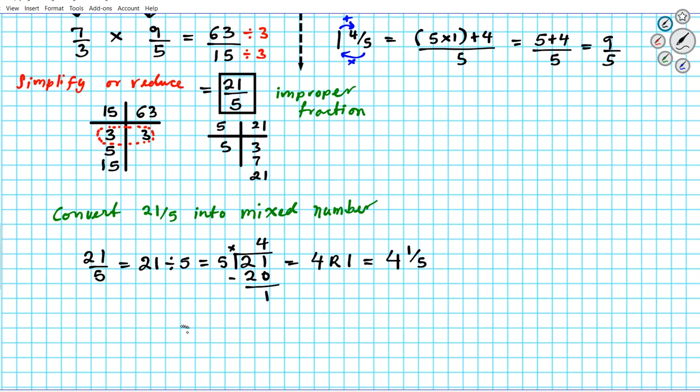Let's write down our final answer. The product of the mixed numbers 2 and a third and 1 and 4/5 is 21 over 5 as an improper fraction, or 4 and 1/5 as a mixed number. Okay, so there you have it.